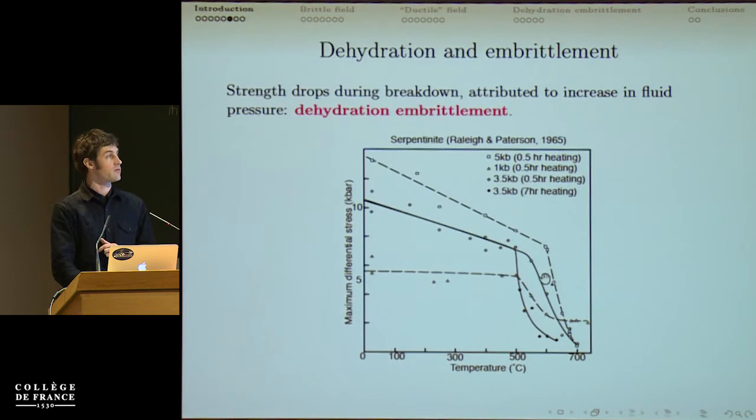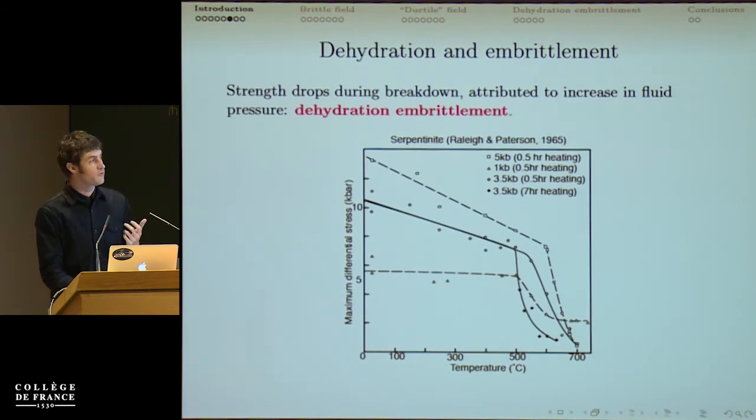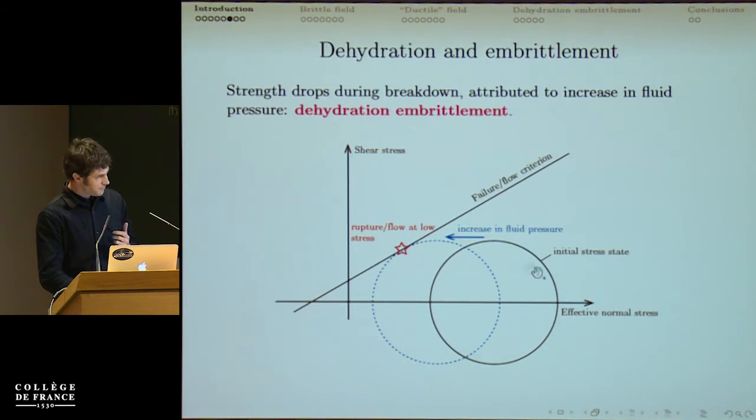dehydration temperature of serpentinite. And so the physical explanation for why this occurs, historically, has been that because you release the fluid, the fluid pressure increases, and then because it increases, it decreases the effective stress. And because of this, you come back to the brittle regime, so you hit a failure or flow criterion. In that case, I just drew a schematic of a Coulomb-type criterion, and then you can have rupture or flow of the rock at this very, very low stress.